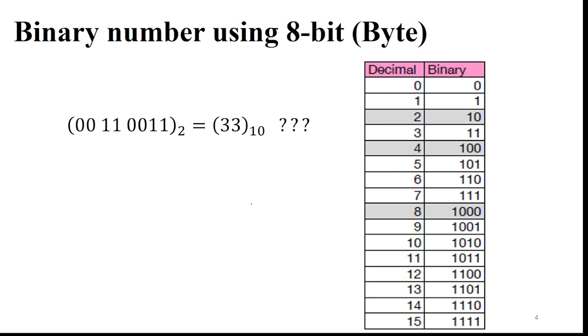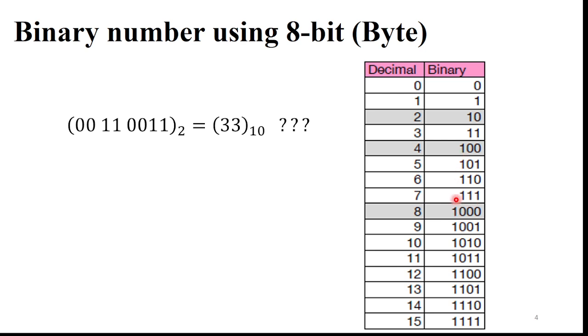In this table, you can see the decimal numbers from 0 to 15, and you can see also their binary equivalent. So 0 in decimal is 0 in binary. 1 in decimal is 1 in binary. However, 2 in decimal is 0, 1 in binary. 3 in decimal is 1, 1 in binary. 4 in decimal is 0, 0, 1 in binary, and so on.